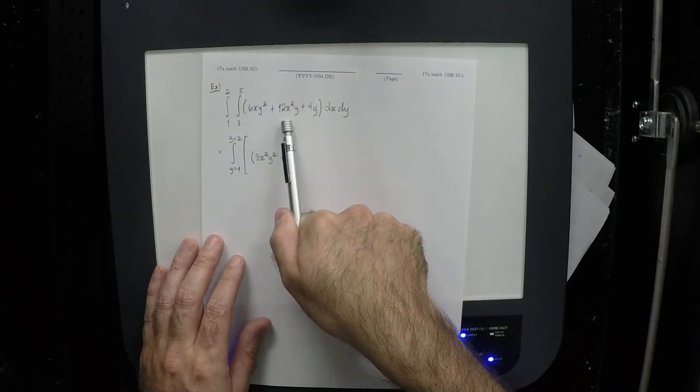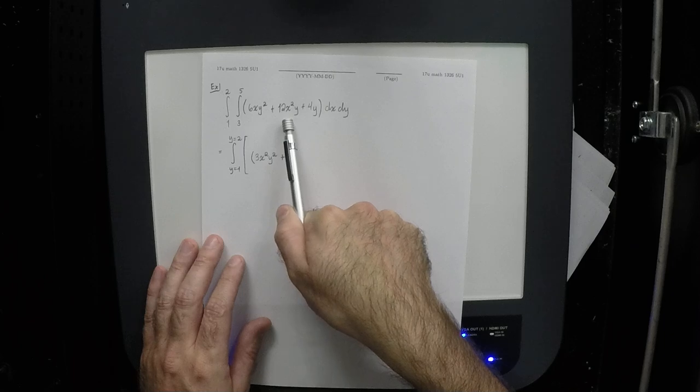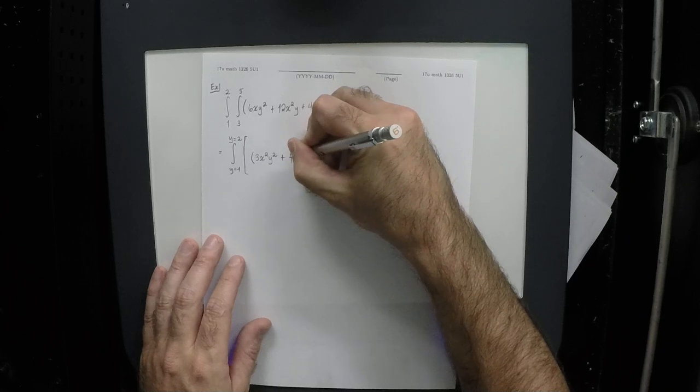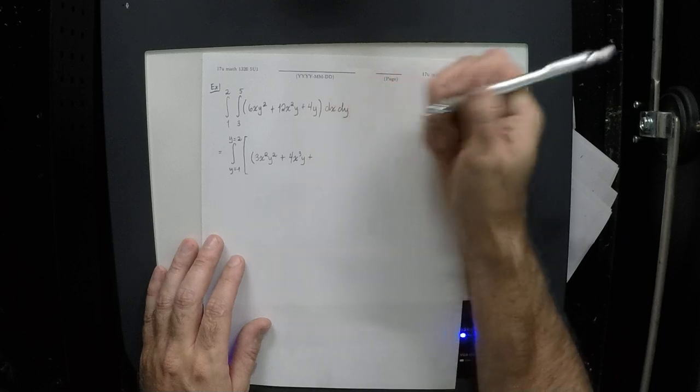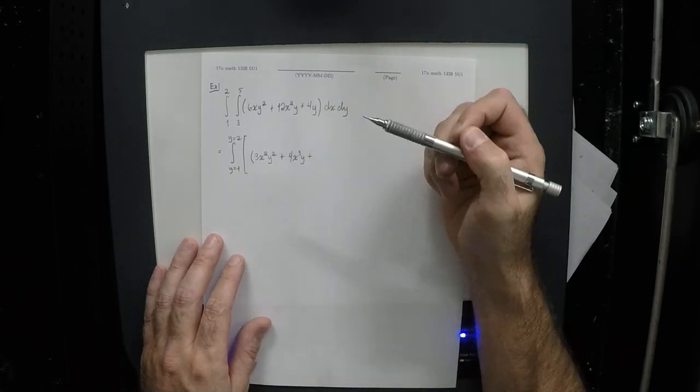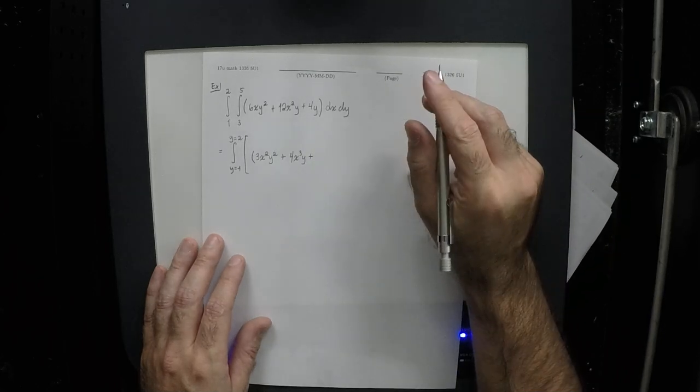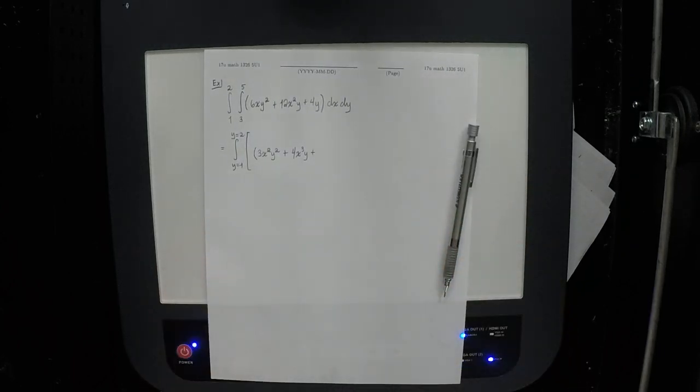Plus, what's the antiderivative of this term with respect to x? Very good, 4x cubed y. And then plus, what is the antiderivative of 4y with respect to x? That's its derivative, 4xy. Okay, so let's think about that for a moment. With respect to x, what is the antiderivative of 5? 5x. What is the antiderivative of 8? 8x, because 8's constant. How about the antiderivative of pi? Pi x, because pi's constant. So, what is the antiderivative of 4y? Right, correct. 4yx, which I'm going to write down as 4xy. Okay?